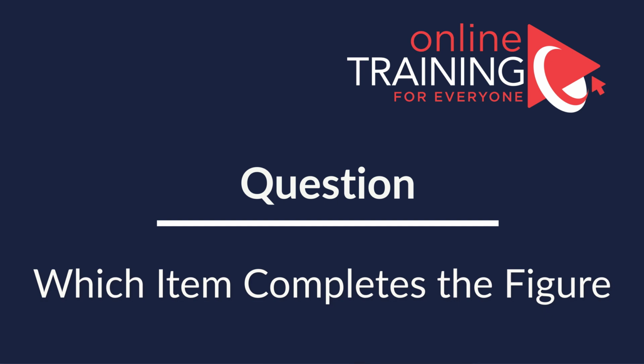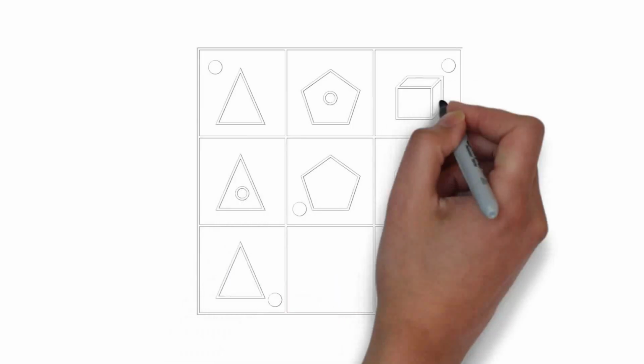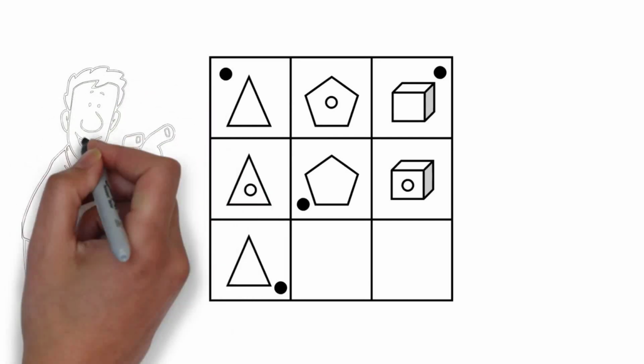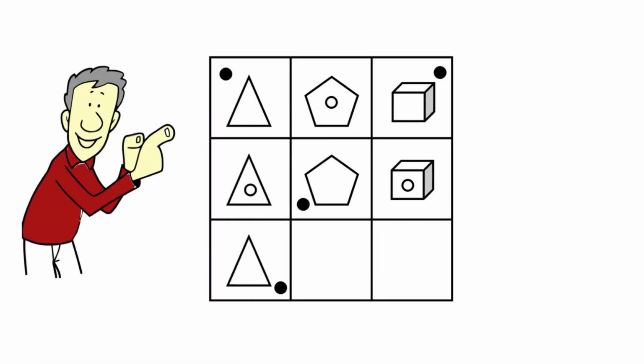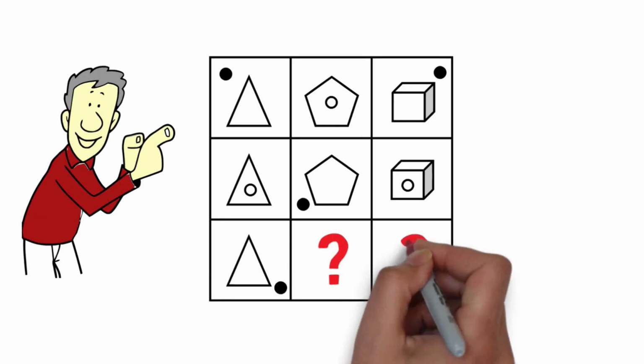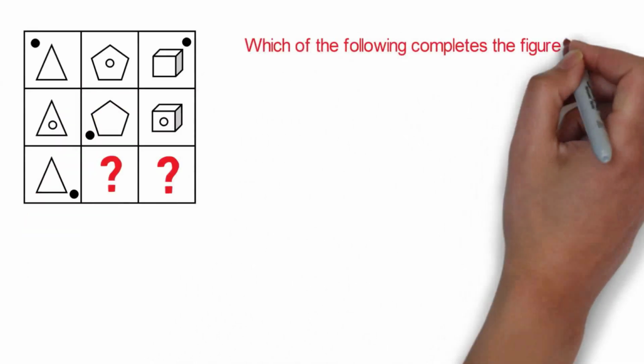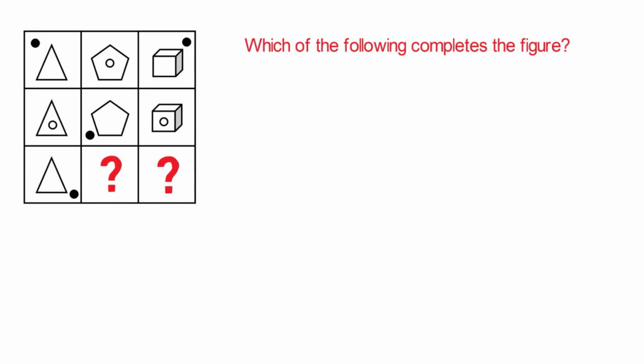There is a very high chance that you will see this type of question on the test. You're presented with a 3x3 matrix. This matrix contains different shapes inside. In our case, the matrix contains triangles, pentagons, and cubes. You have two spaces that are missing the shape, and you need to select from 4 possible choices.